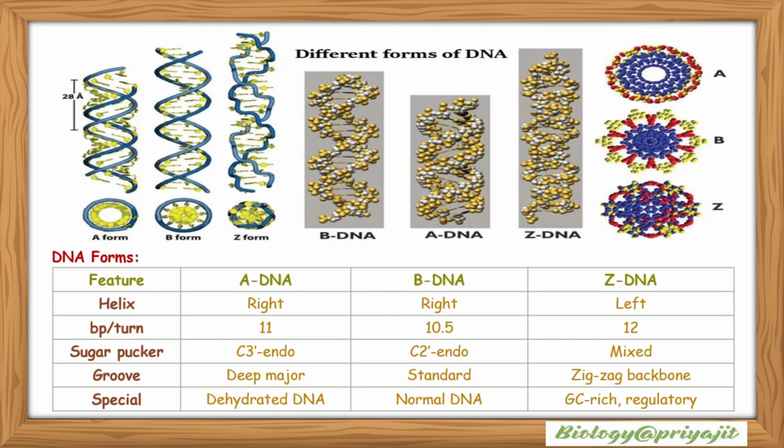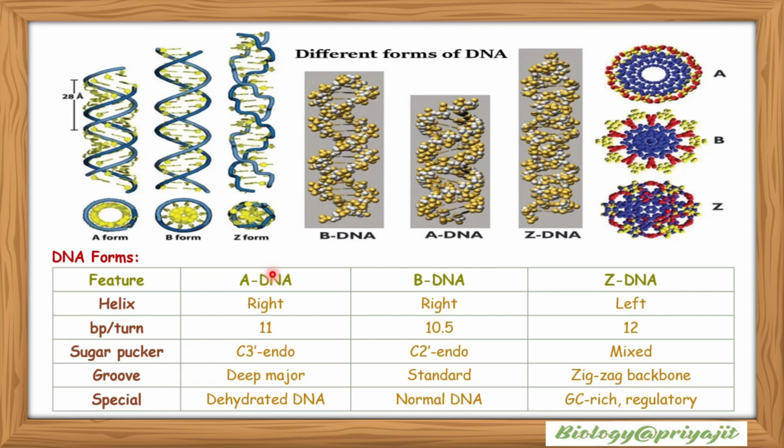So there are different forms of DNA which vary among each other. There are A-DNA, B-DNA, and Z-DNA. A-DNA is a right helix. B-DNA is also a right helix, but Z-DNA is a left-handed helix. In A-DNA, there are 11 base pairs per turn, but in B-DNA, there are 10, or roughly 10.5 base pairs per turn, and in Z-DNA, there are 12 base pairs per turn.